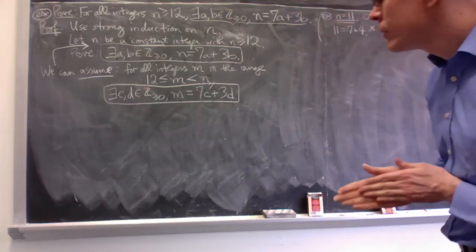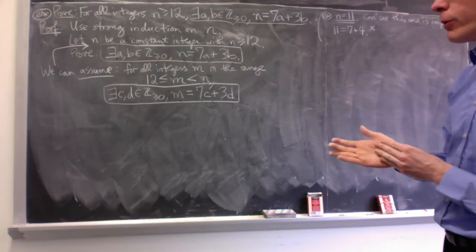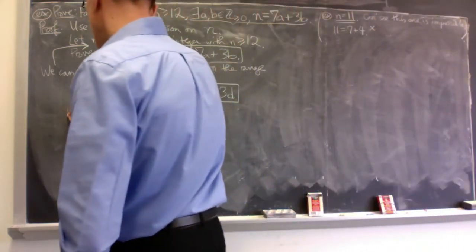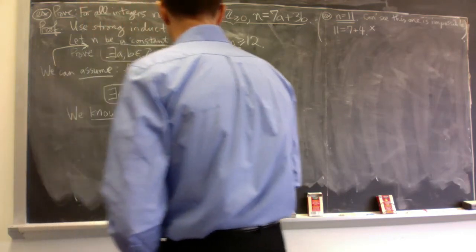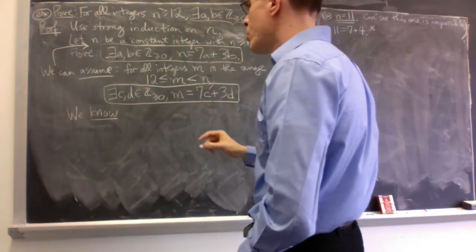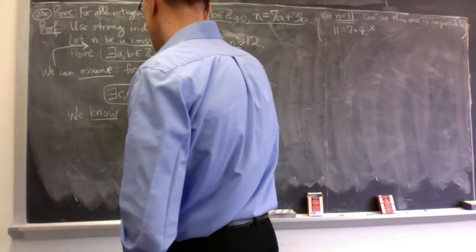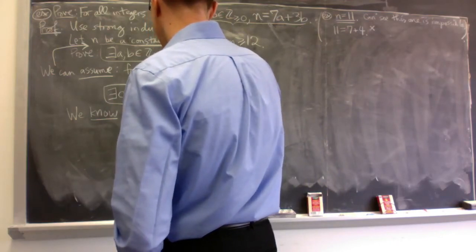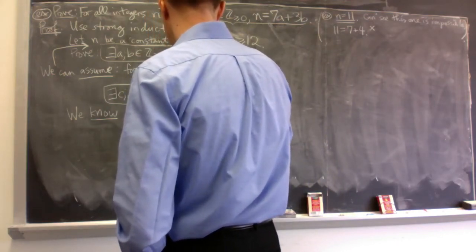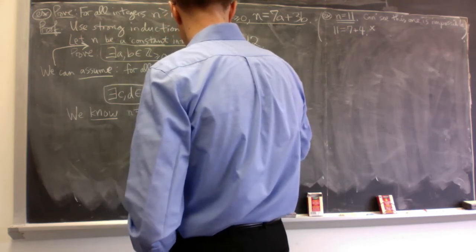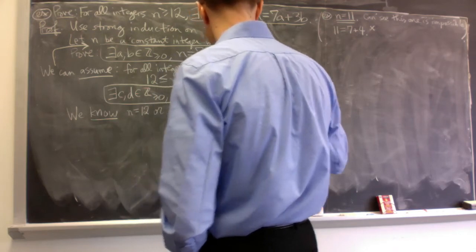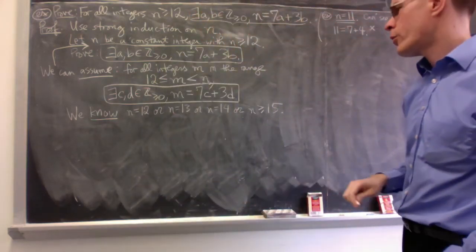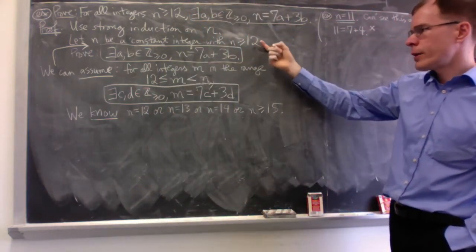Now we come to the hardest line in the proof. What do we know? I claim that we know that n is equal to 12, or n is equal to 13, or n is equal to 14, or n is at least 15. All right, that's certainly true. Remember, n is an integer, at least 12.